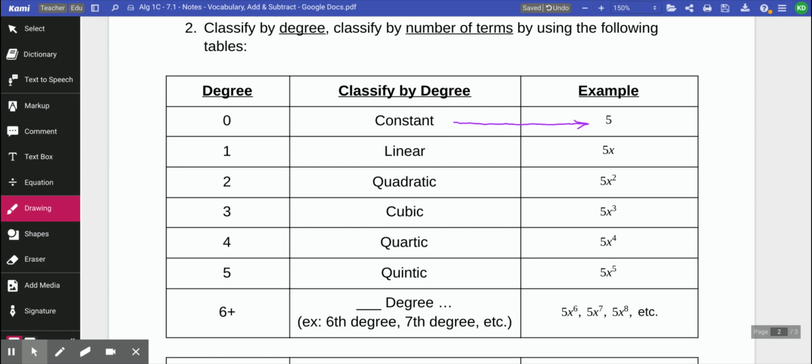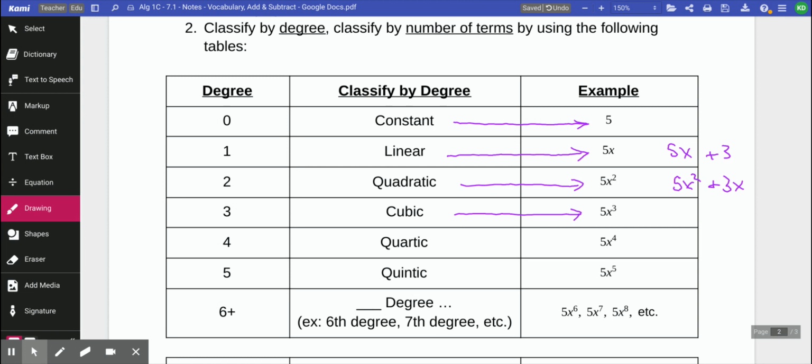Linear is like what we did all of last semester, right? So linear is something like 5x, or it could be something like 5x plus 3. It could have a second term after that that is a smaller degree, which would have to be a constant. A quadratic is something with an x squared, okay? And again, it could be something like 5x squared plus 3, or plus 3x, or plus 3x plus 3. It could have multiple terms as long as each one is smaller than a degree of 2. All right, so that's true for all of these.